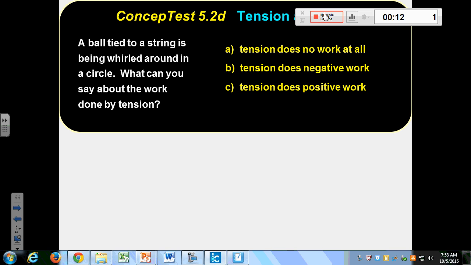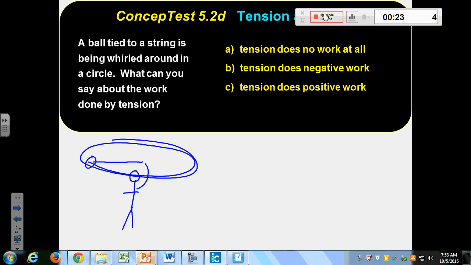Let's say that I have a guy and he has a rope with a ball tied onto it, and it goes around in a circle like that. Like he's swinging it over his head like a lasso. And I want to know, what is the work done by the tension in the rope? So think about what is the direction of the displacement of this object, and then think about what is the direction of the force, the tension in the rope. And then that'll tell you whether it does no work, negative work, or positive work.